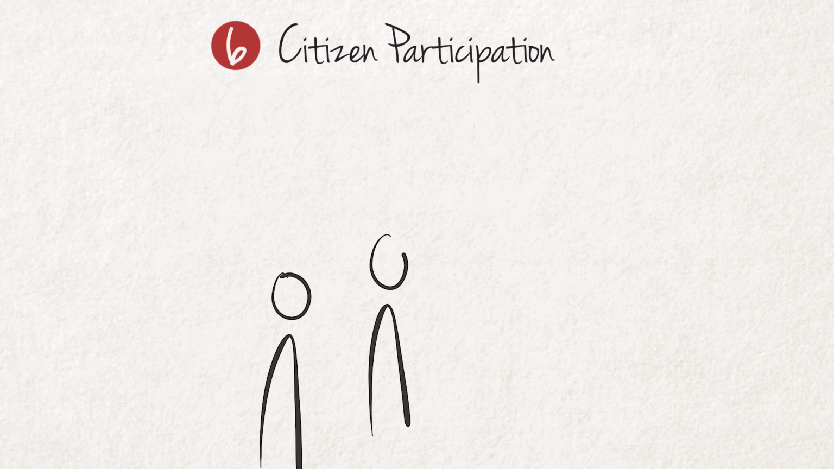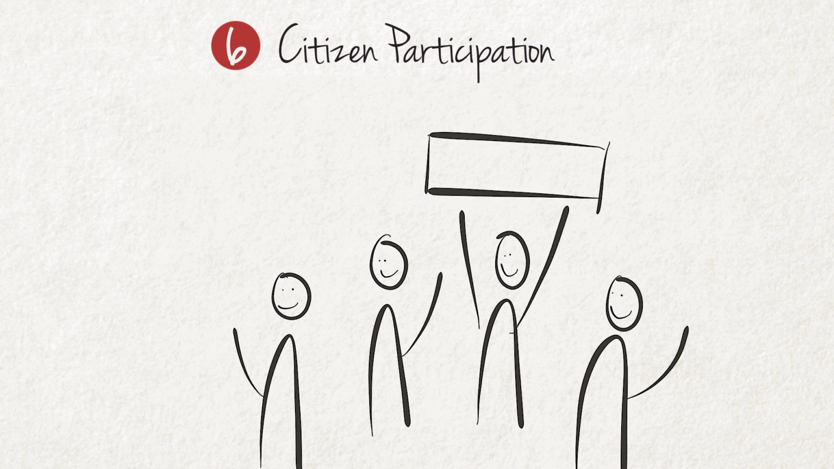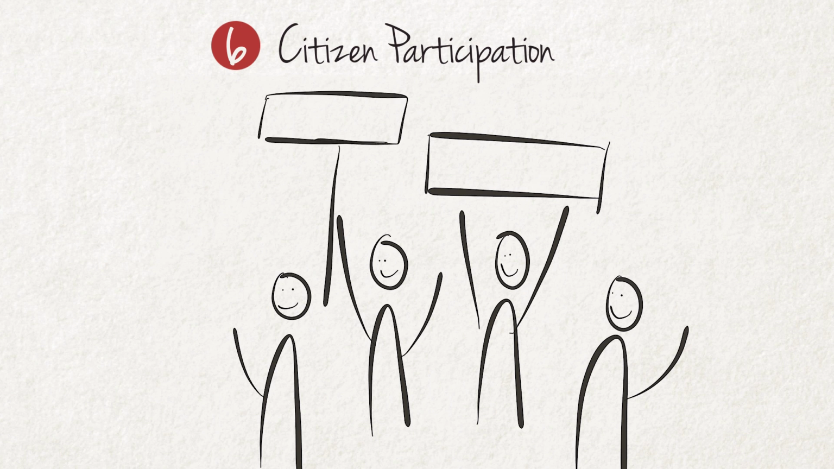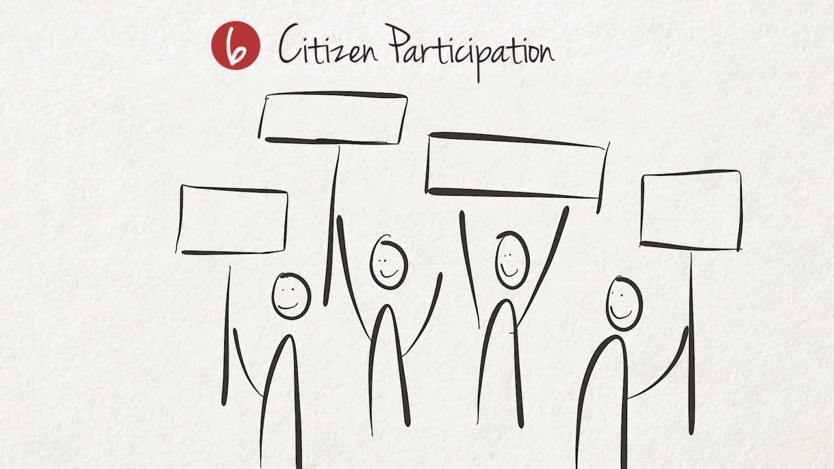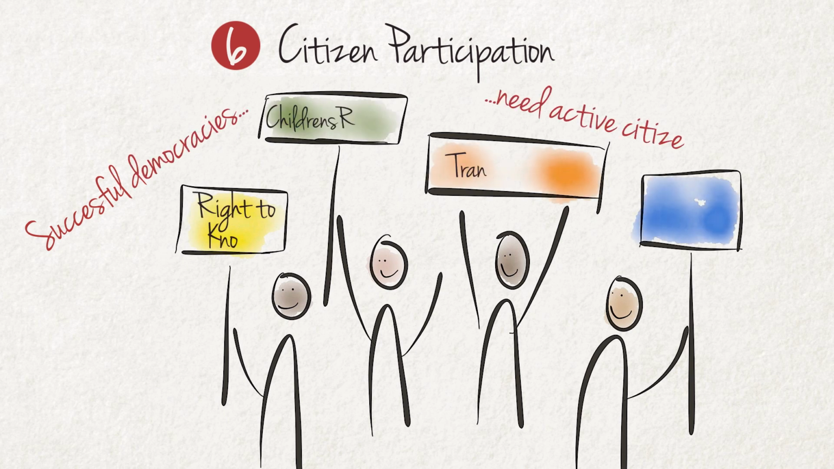The last feature of a successful democracy that we would like to talk about is citizen participation. The democratic system aims to empower the individual. Democracy offers ordinary people, like you and me, the opportunity to participate freely in social and political life and to contribute to shaping our society and country's future. Successful democracies need active citizens, so it is about our role in and possible contribution to democracy.